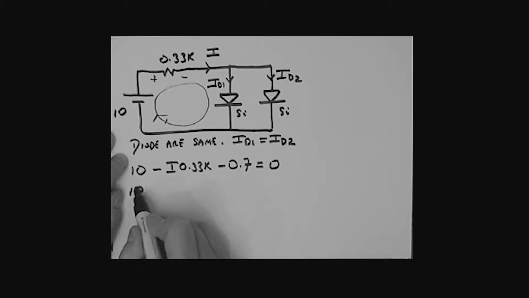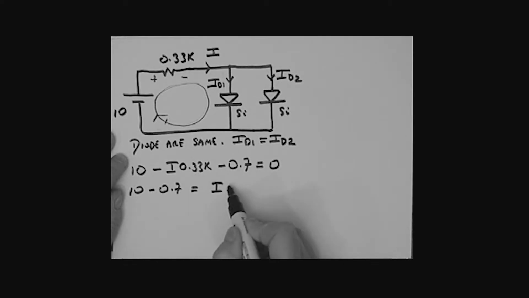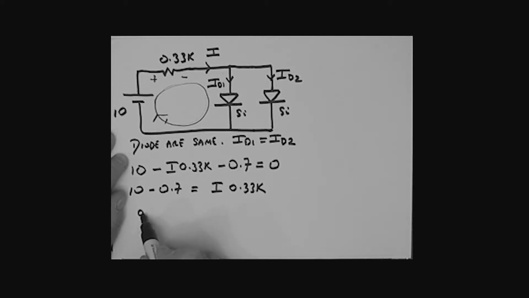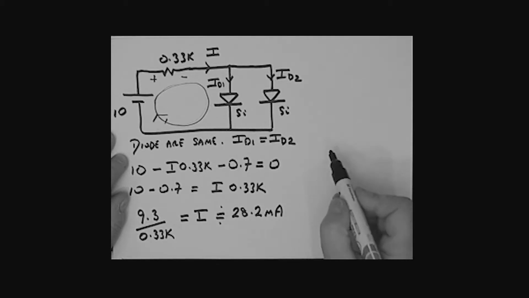So we have 10 minus 0.7. Taking this to the other side, we have I times 0.33K. 10 minus 0.7 gives me 9.3. If I divide both sides by 0.33K, that gives me I. And if I work that out, I is about 28.2 milliamps.